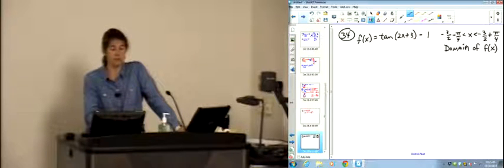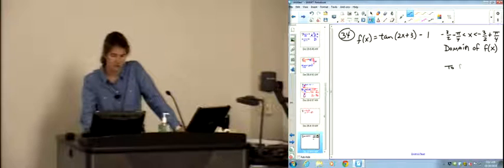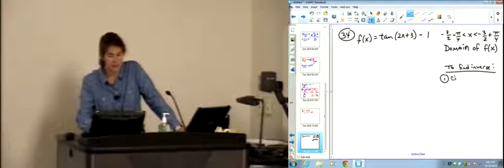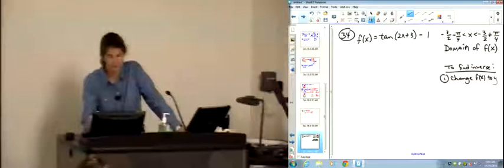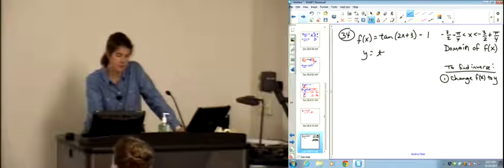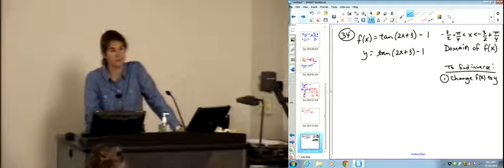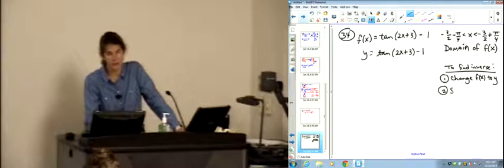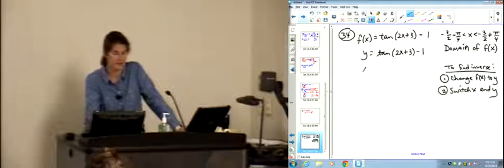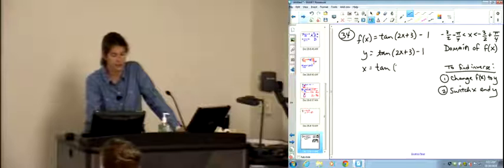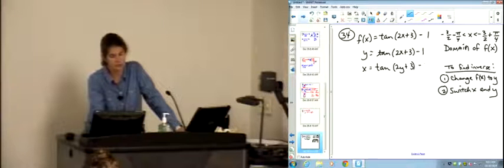So to write the inverse function, remember we had some steps. To find the inverse, and you've got these somewhere else in your notes, but I'll put them up here. First thing we did was change f of x to y. So we've got y equals the tangent of 2x plus 3, minus 1. Then we switch the x and y's. So we'll have x equals the tangent of 2y plus 3, minus 1.